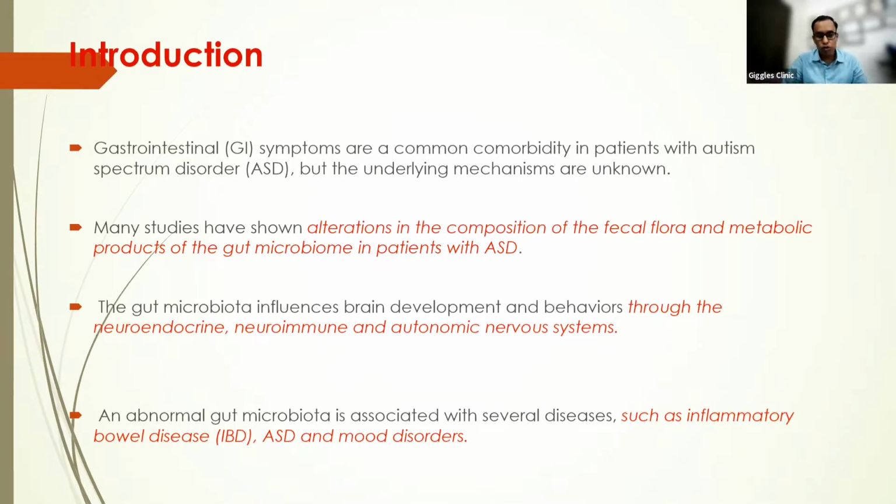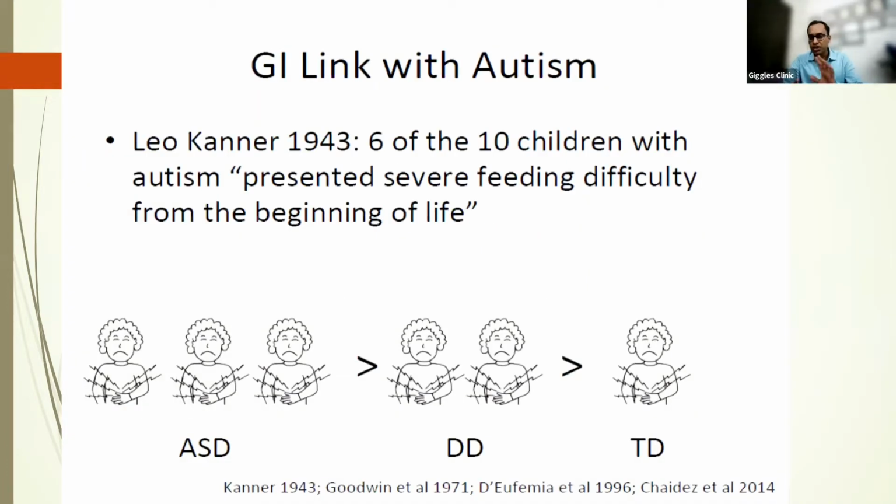So this association has also been found in others, like inflammatory bowel disease, which is related to adults, so we are not concerned with that. Our topic is confined to ASD today. So how did this GI link come into autism? Association of GI problems. GI means gut.